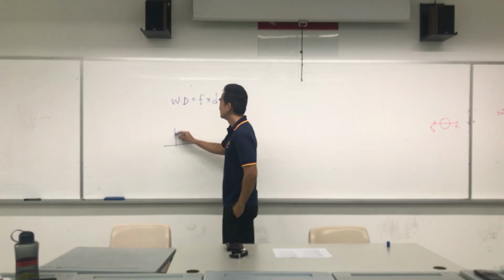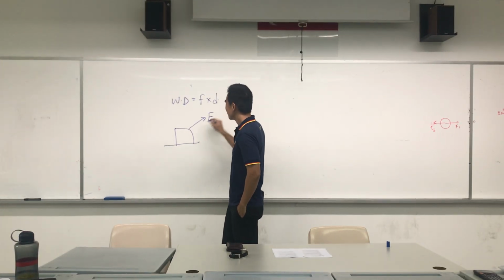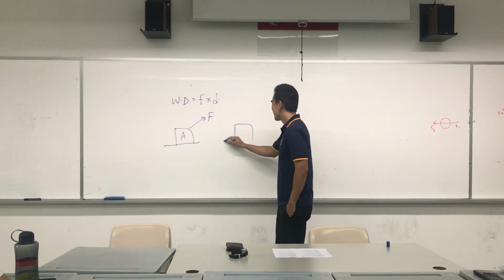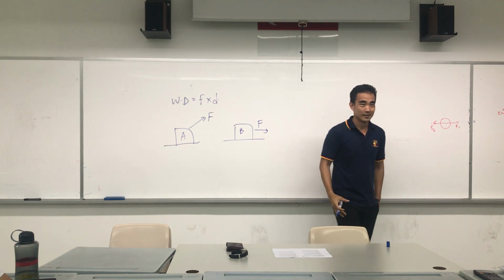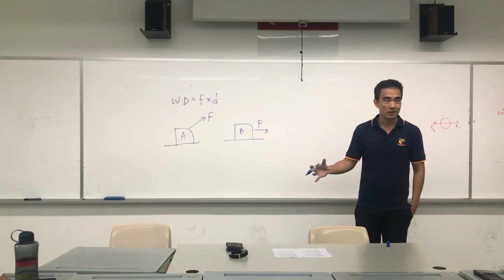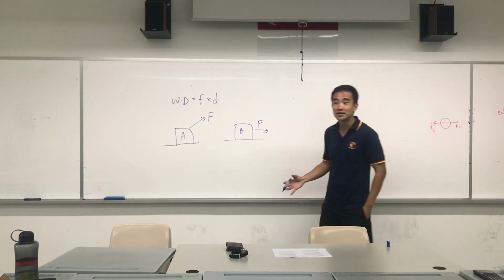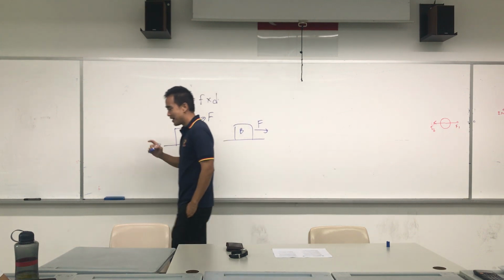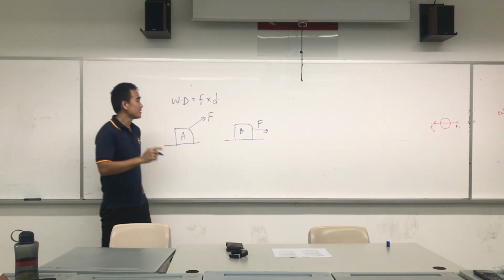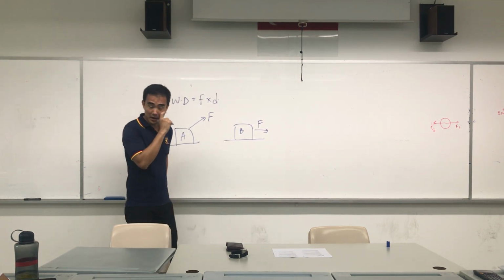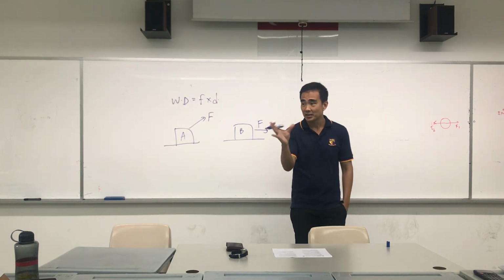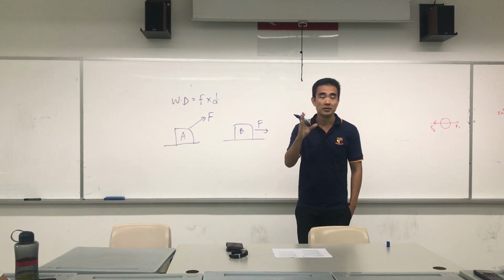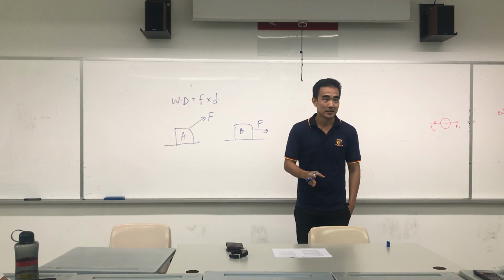If I were to have two objects, same mass, I pull one with a force F, and I pull the other with a force F over here, which object is going to travel faster at the end of the same journey? B is going to travel faster, right? So obviously, the work done in B is bigger than the work done in A. Now, what does this tell us? It tells us that actually the direction of motion, the relative direction between the force and the displacement matters.